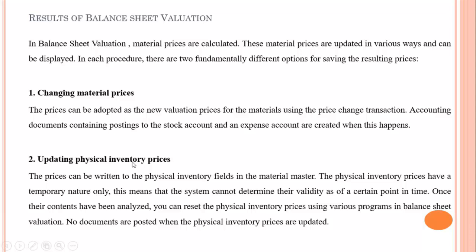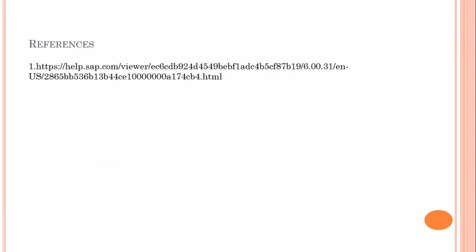Second is update physical inventory price. The prices can be written to the physical inventory field in the material master. The physical inventory prices have a temporary nature only. That means they can be updated. Okay. So once their content have been analyzed, you can reset the price of the physical inventory in the balance sheet valuation. No documents are posted when the physical inventory prices are updated. They are automatically updated in the existing document. So this was all about balance sheet and balance sheet valuation.